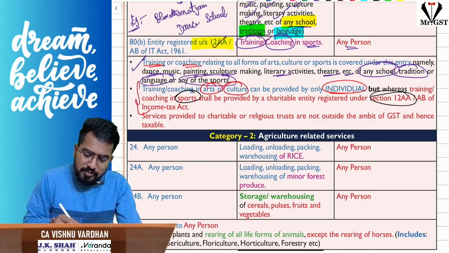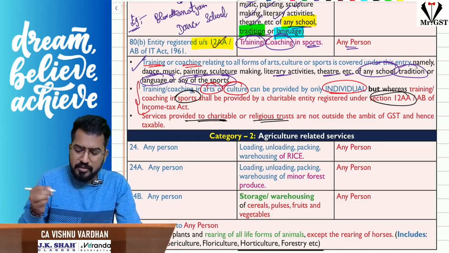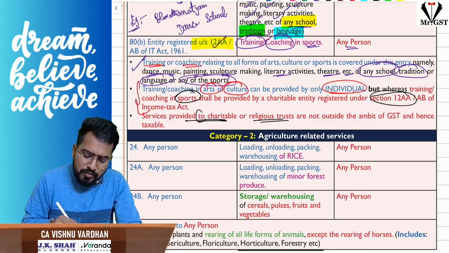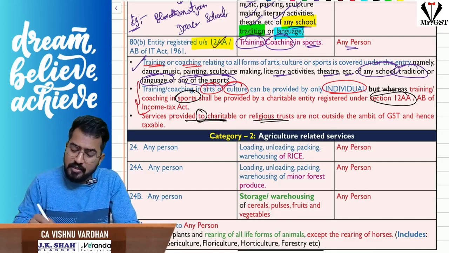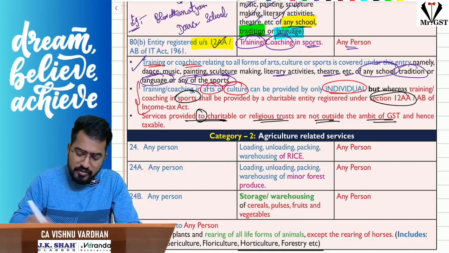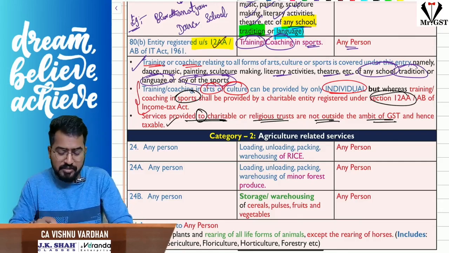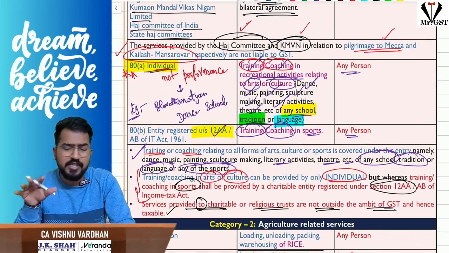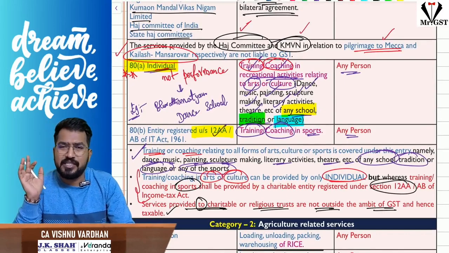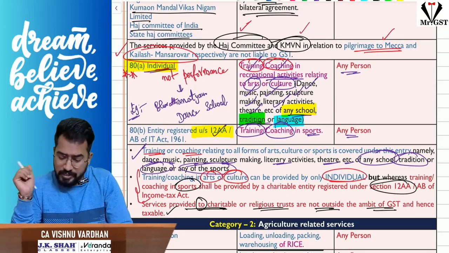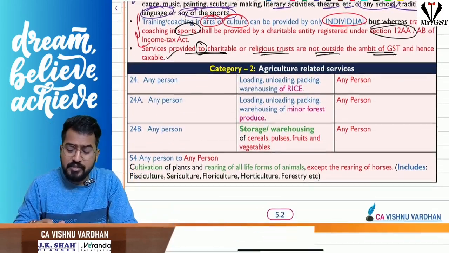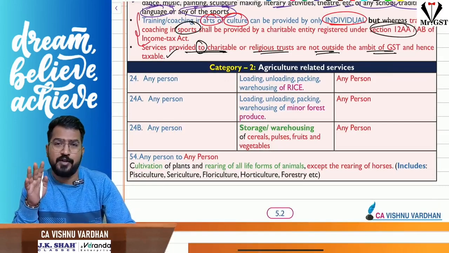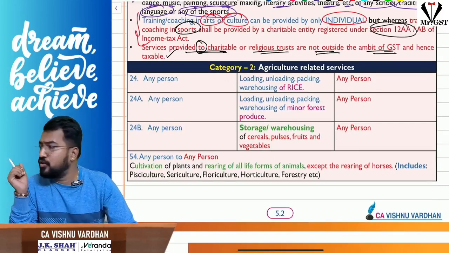Services provided to charitable or religious bodies, we have all seen that, are not outside the ambit of GST, hence taxable, all these normal things. So I repeat, if all the conditions are satisfied, supplier, recipient, nature of supply, then it is exempt under GST. If not satisfied, obviously taxable. Okay, so we are done with category number 1. Let us move on to category number 2.